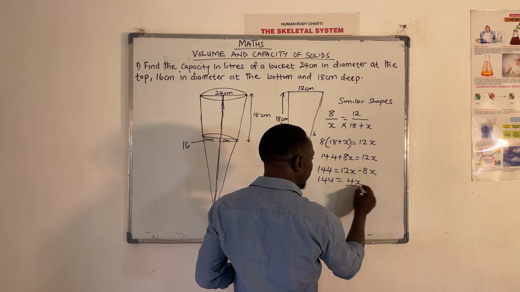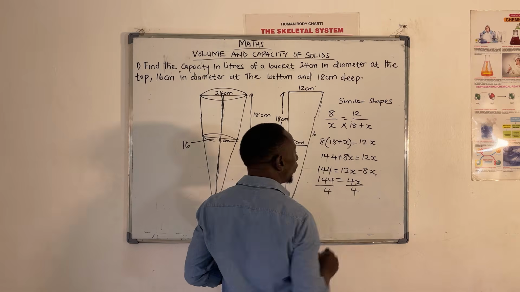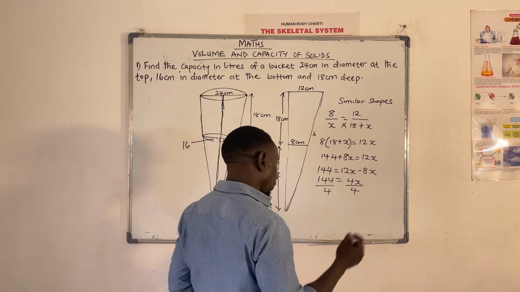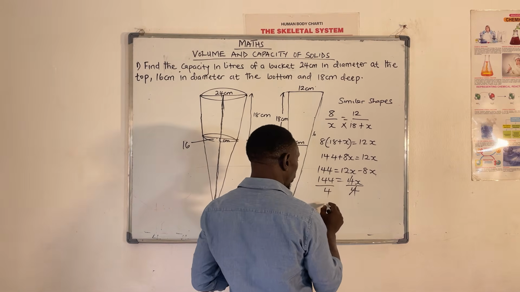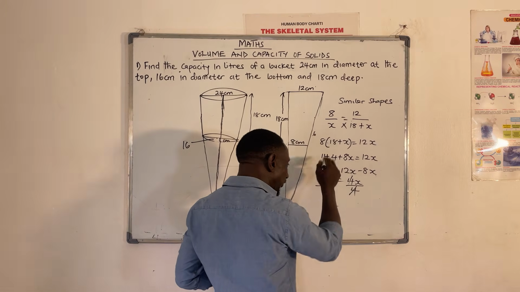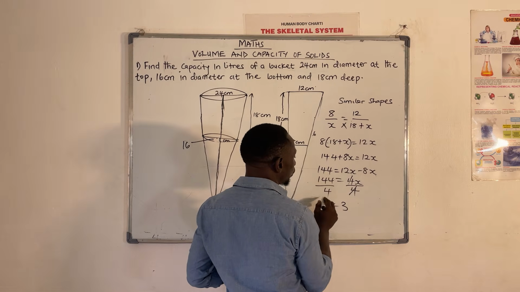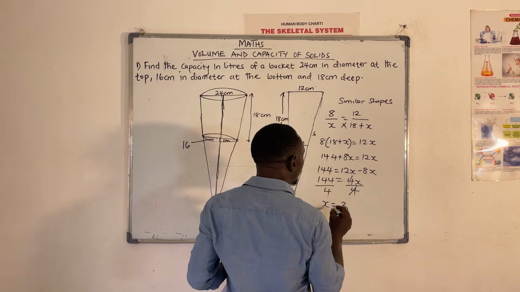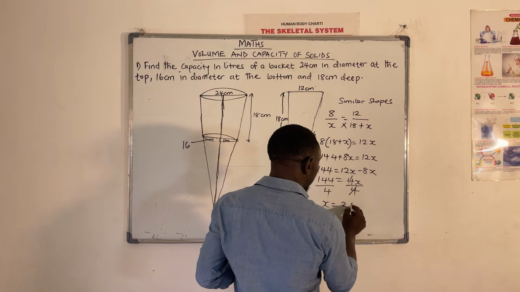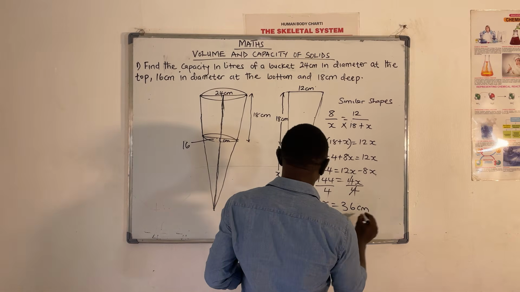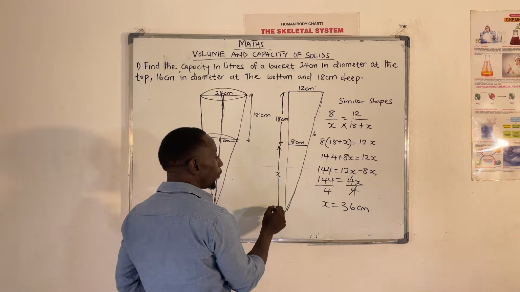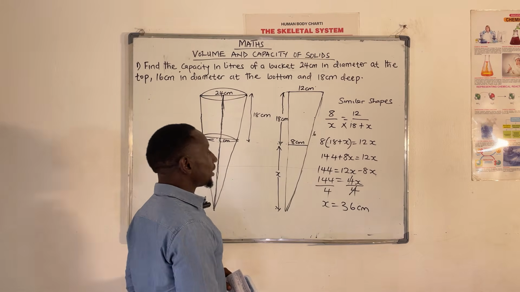Now, to find x, divide both sides by what? 4. What you do to the left-hand side, you do to the right to balance it. So 4 here will cancel 4. So you have your x now is equals to 4 in 14 is what? 4 in 14 is 3. Remember 2. In 24, 4 in 24 is 6. So it means the height from this point to this point is 36 centimeters.